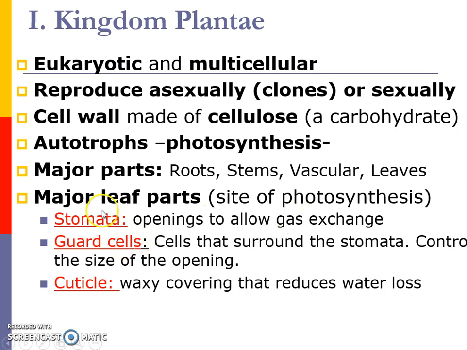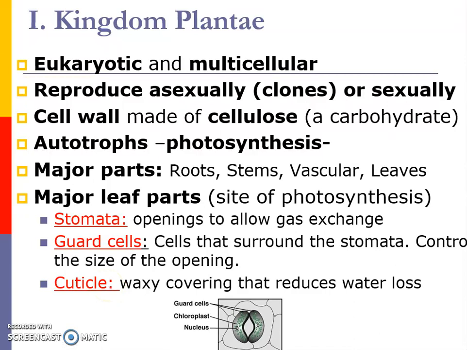The thing that guards that opening is called a guard cell. It surrounds the opening, and sometimes we don't want CO2 to be entering, or oxygen to be released. And then there's also a waxy covering, the cuticle. This can be bigger and smaller in different types of plants, and it prevents water loss. So in a place that's like a desert, the cuticle is very thick on a plant.